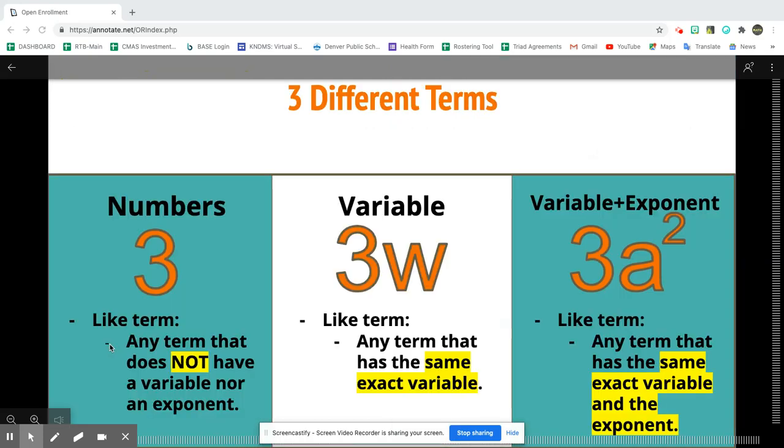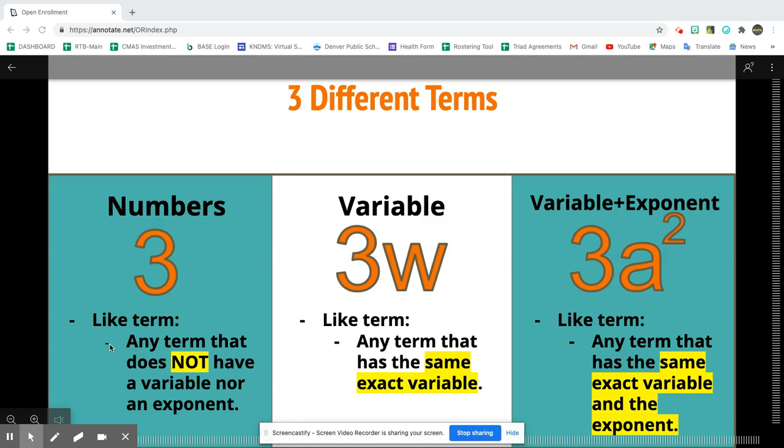All right, so let's get into it. There really are only three different terms that you will see in an expression. You will see numbers. These are all like terms. So numbers that don't have any variable or any exponent are considered like terms. Those are like 3, like 4, like 5. Anything that is just a number is considered a like term on its own. The numbers do not have to be the same for them to be like terms. They just do not need to have a variable or an exponent.